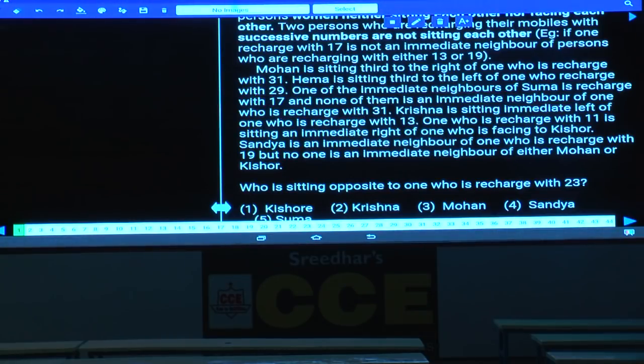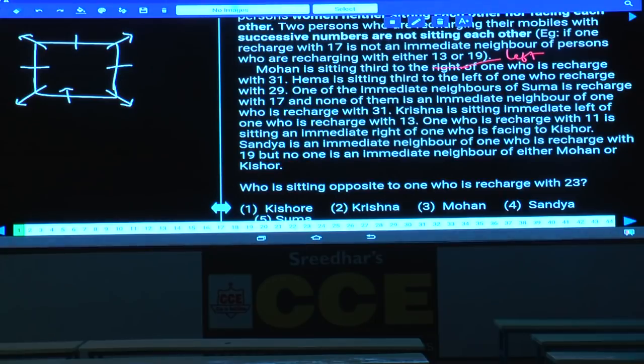Mohan is seated third to the left of the one who recharged with 31. Now let us take, for example, Mohan is third to the left of the one who recharged with 31. Then the persons at the corners are females, and these females are recharged with prime numbers and they are at the corners only.